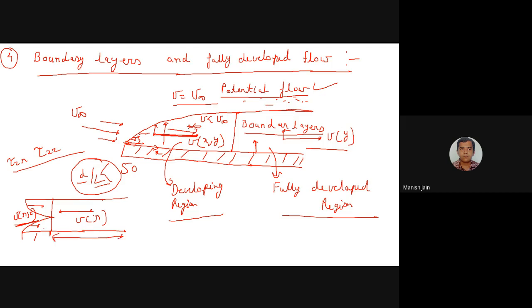Okay, so either we will neglect this part for solving the problem, or we will change the length of the pipe. Suppose the actual length of the pipe is L. So instead of using the length L, we will use a new length L dash. So why are we changing the length? It will take care of the developing region effect. That is called the effective length of the pipe. So instead of using the actual length, we will use the effective length.